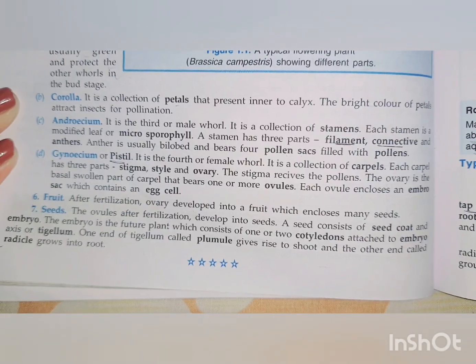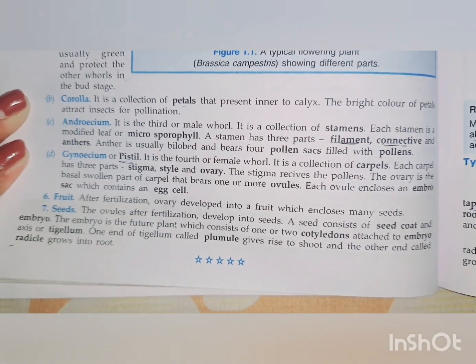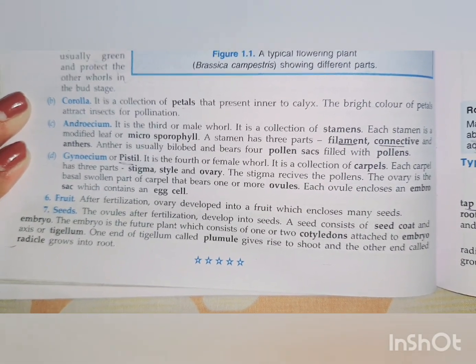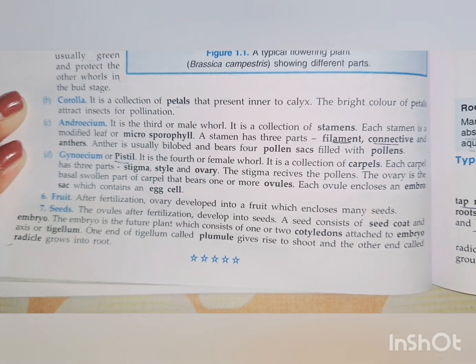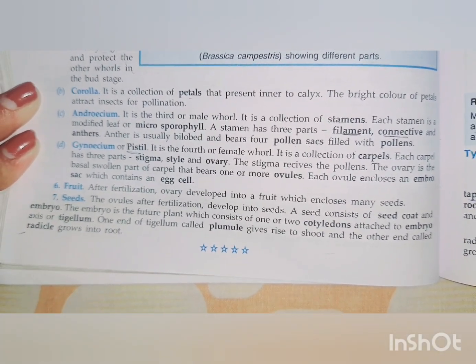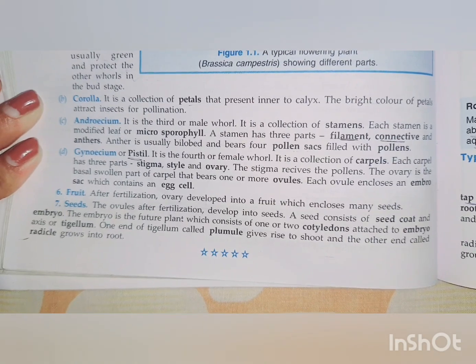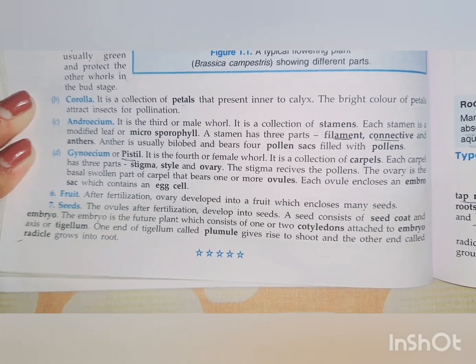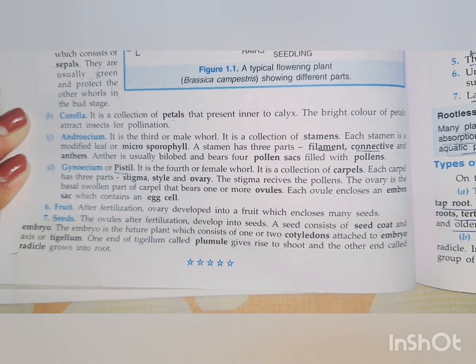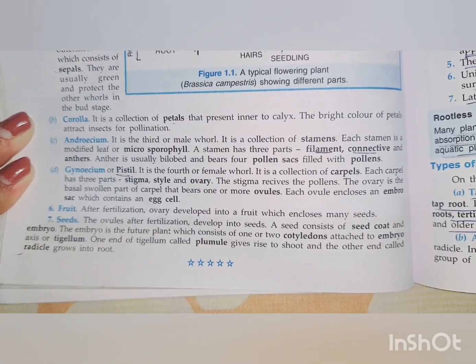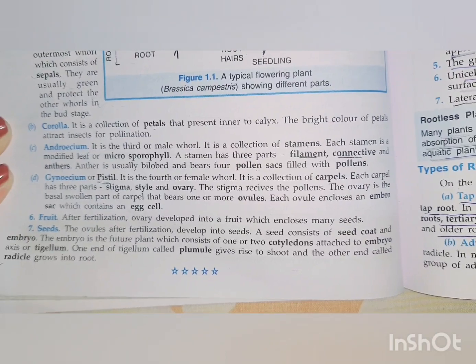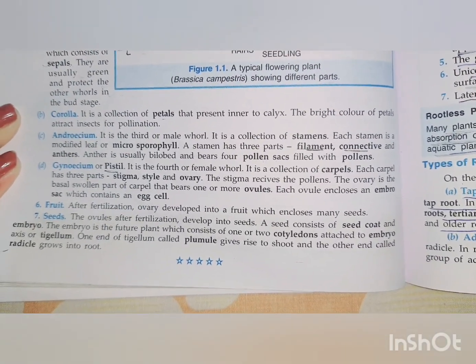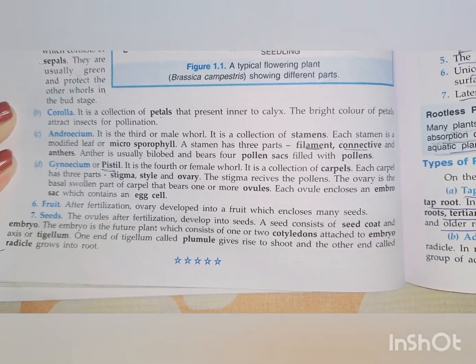called a stamen. Each stamen has a filament, connective and anther. These anthers are bilobed, and these are also known as microsporophyll. Then the anther is bilobed and bears 4 pollen sacs filled with pollens. Then the gynoecium is the female reproductive part, which has carpels, and each carpel has 3 parts.